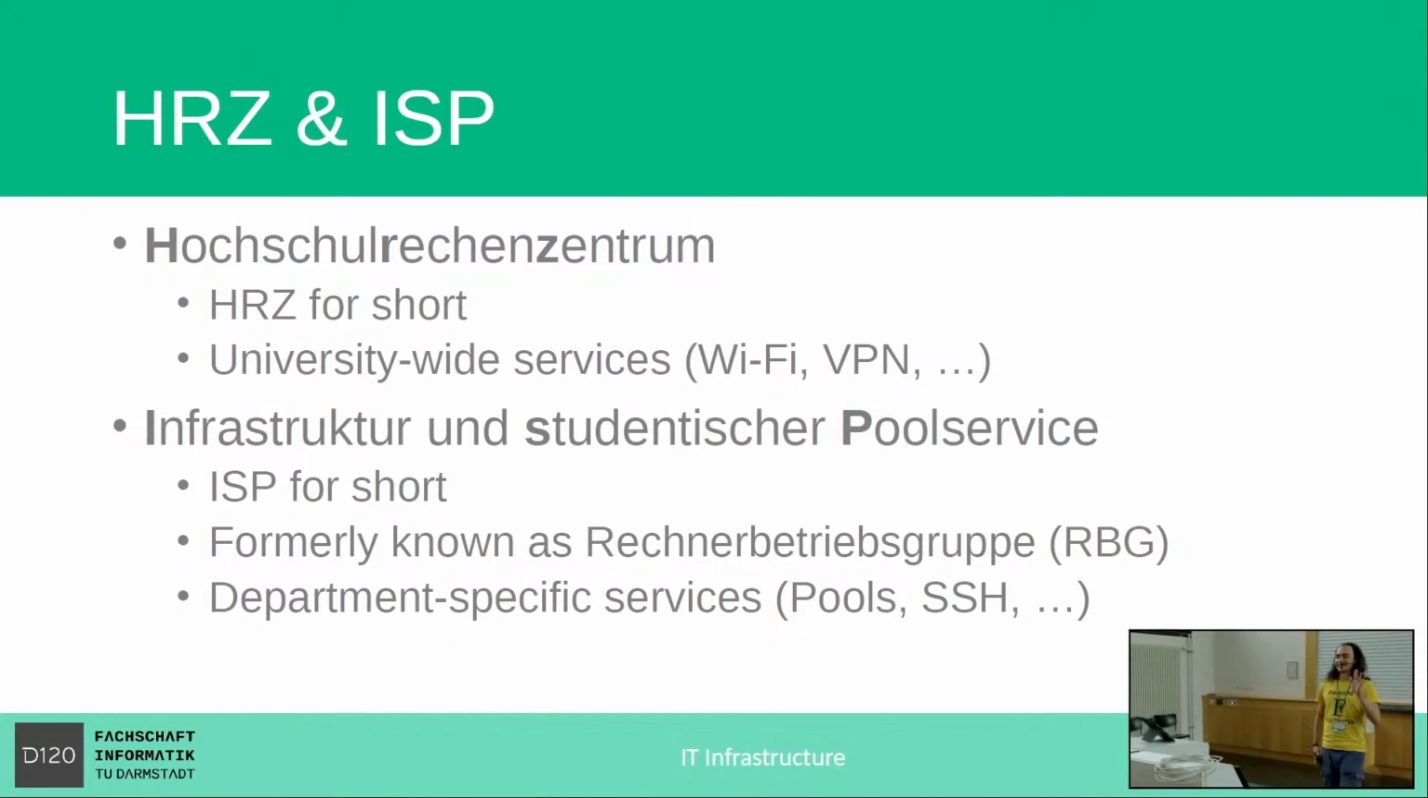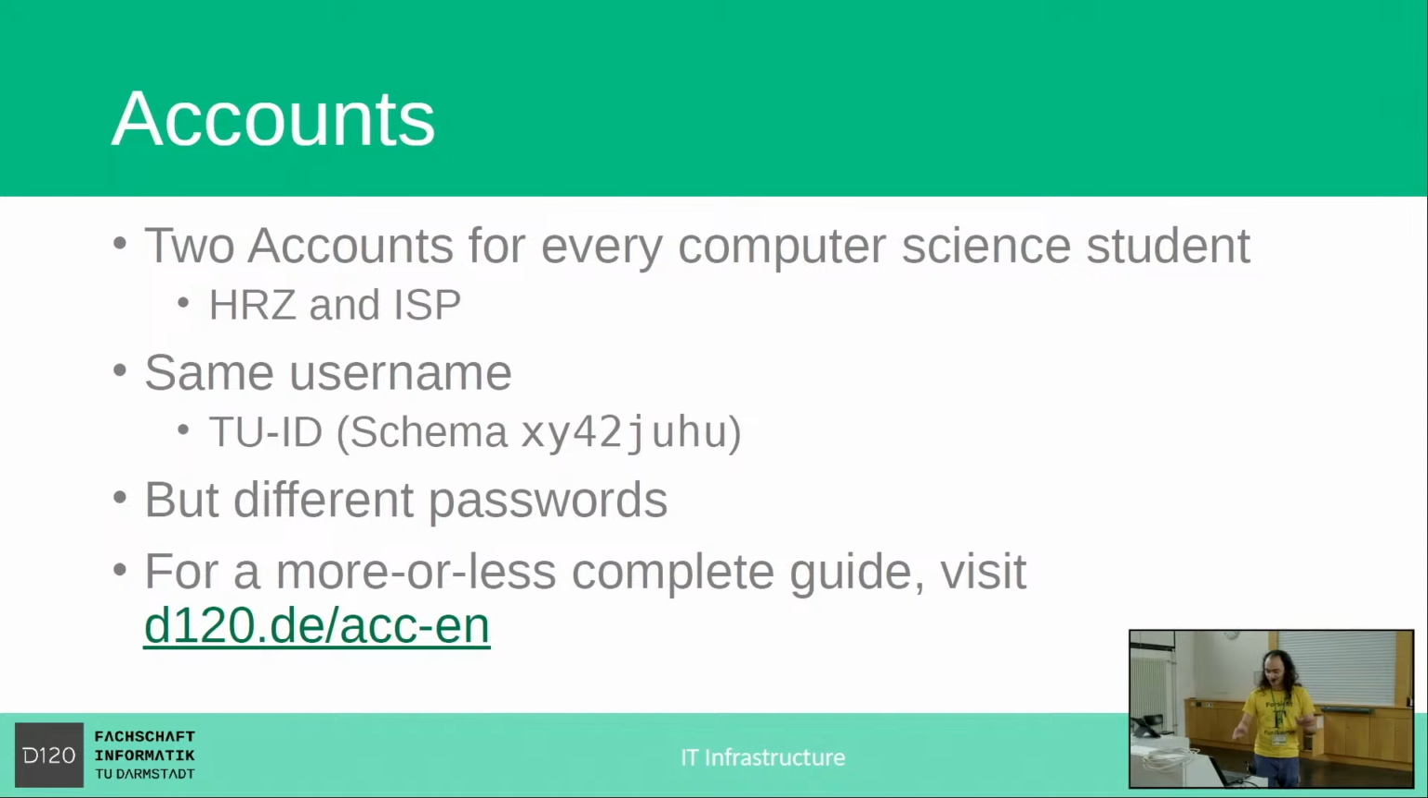So why is this important? Because if you are new to TU Darmstadt, there are 2 different accounts you need to have. One for the HRZ and one for the ISP. The HRZ account is the one that every student at TU Darmstadt gets. ISP is only for computer science students. So there are 2 different accounts with 2 different functions. They share the same username, which is defined by the HRZ, with 2 letters, 2 numbers, and 3 letters again. But they can have different passwords.